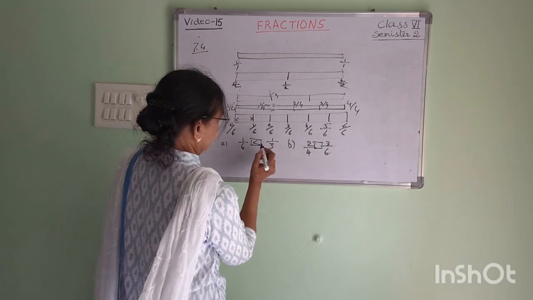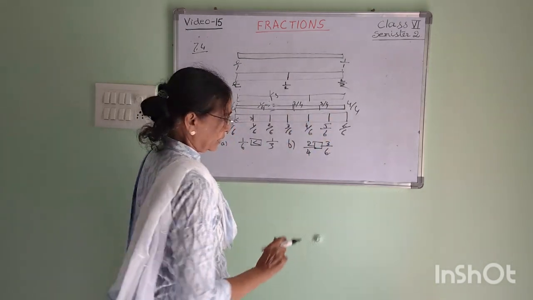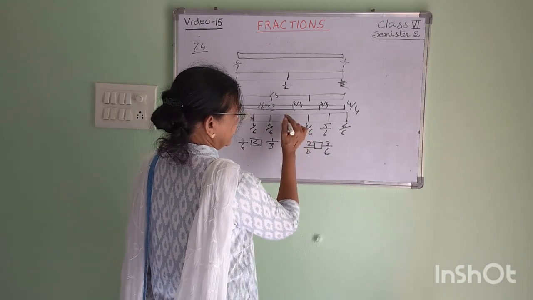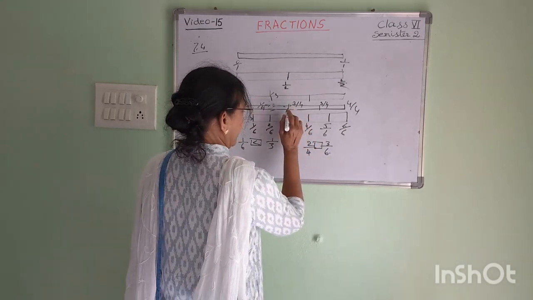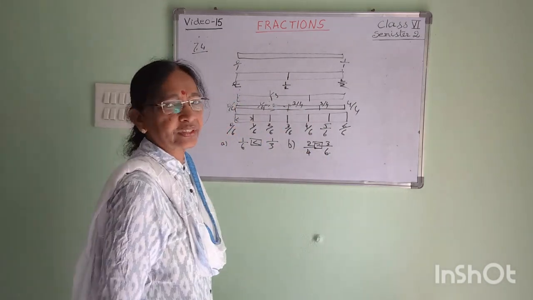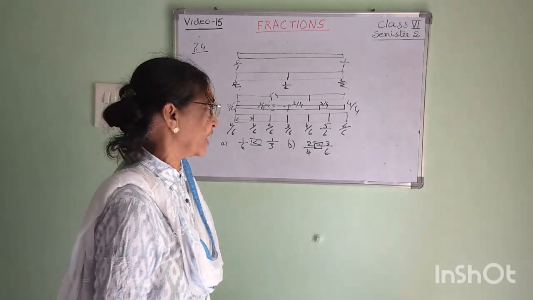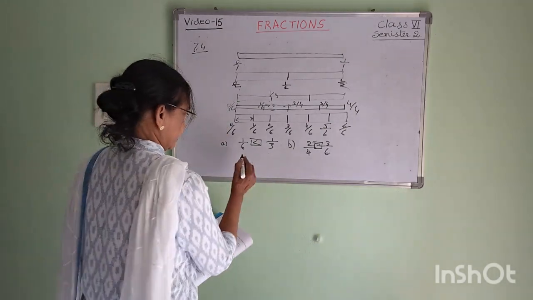So 2 by 4 is half of the rectangle. 3 by 6 is equal to half. At the same distance, they come at the same point. Therefore 2 by 4 is half and 3 by 6 is also half. Therefore they are equal.